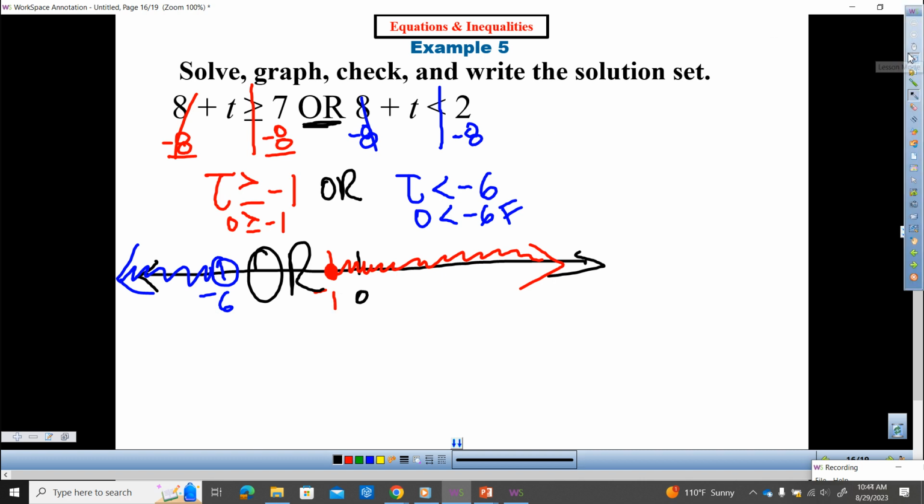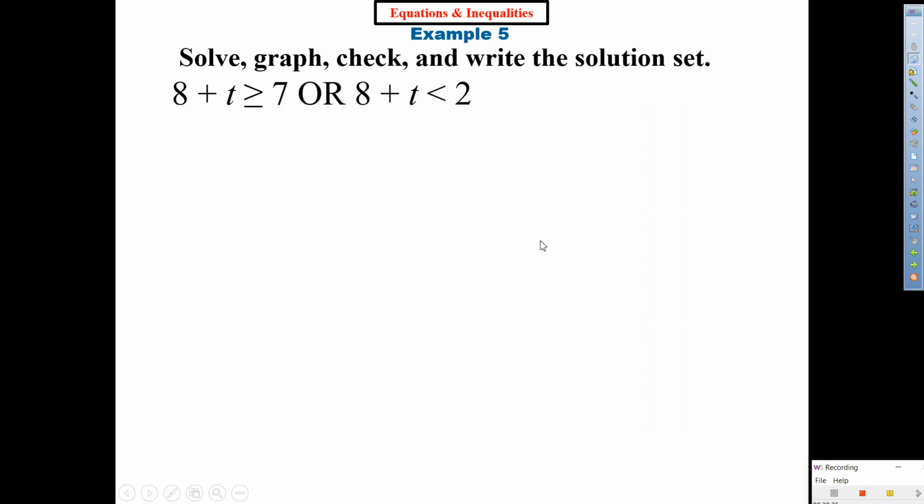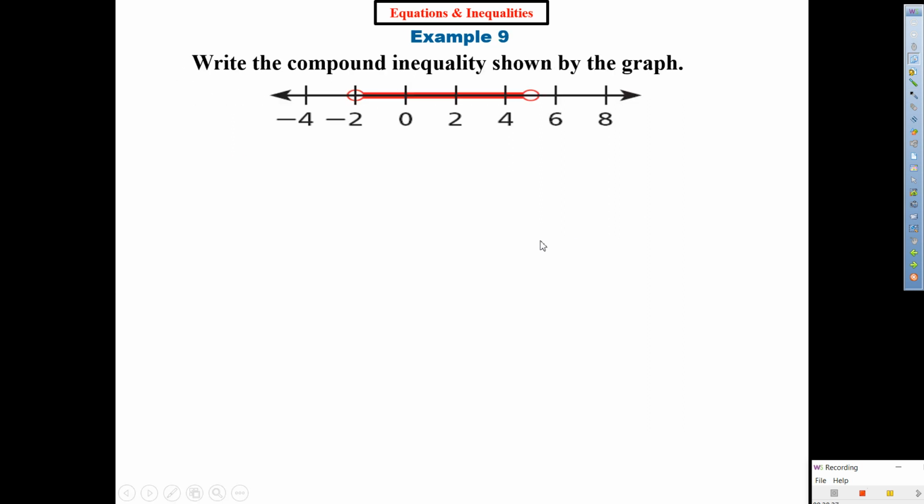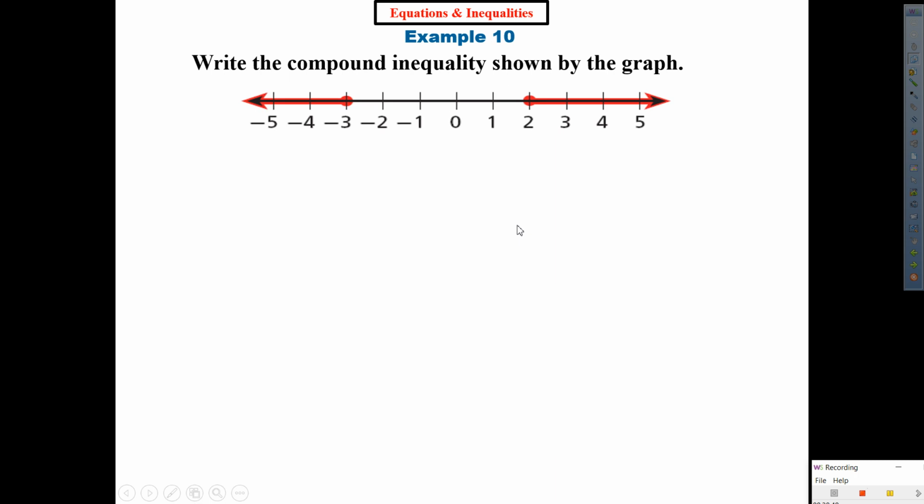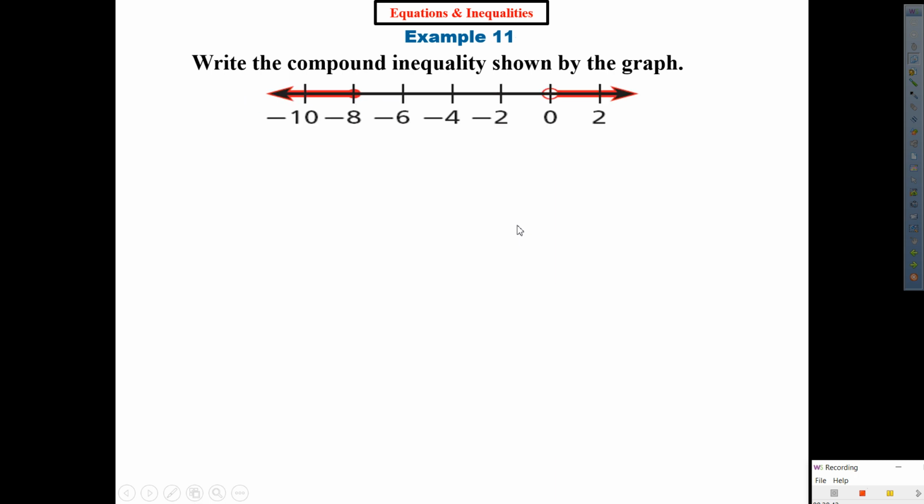For home plate, I mixed graphs and inequalities. But check this out. I want to get to these. Look at this one. If I was to ask you what kind of compound inequality is this, is it an and or an or? What would you say? And, because it's shaded in between. How about this one? And we'll stop right there, yeah?